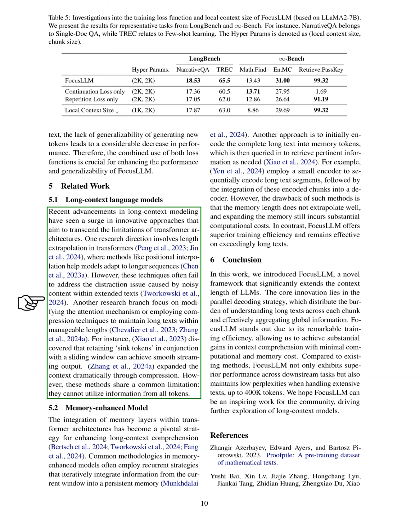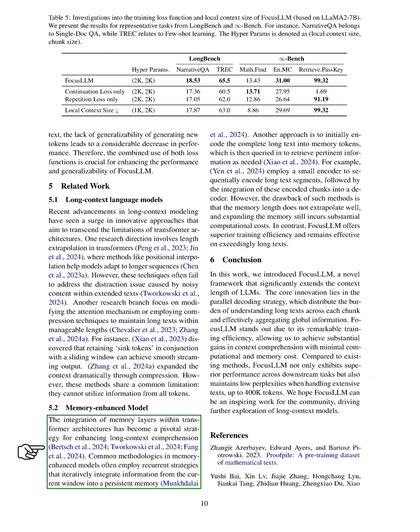Another area of research focuses on modifying the attention mechanism or using compression techniques to keep long texts manageable. For example, some studies have shown that using sync tokens with a sliding window can produce smoother outputs, while others have dramatically expanded context through compression. Yet, a common issue with these methods is their inability to utilize information from all tokens effectively. We also note that integrating memory layers into transformer architectures has become a key strategy for improving long context understanding.